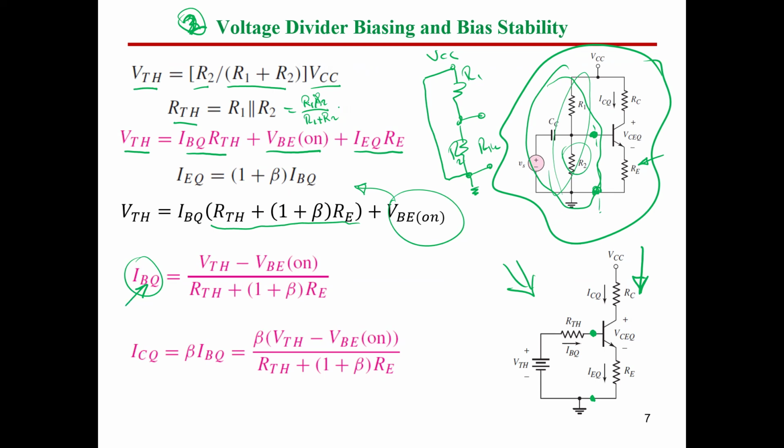So getting VTH firstly. As you could see here, guys, VTH is independent of beta. R2 divided by R1 plus R2 times VCC. And RTH is the same. It's independent of beta. So these two values will be the same.